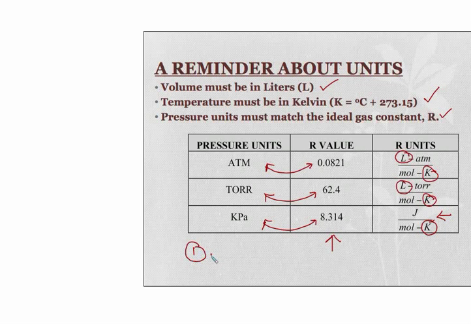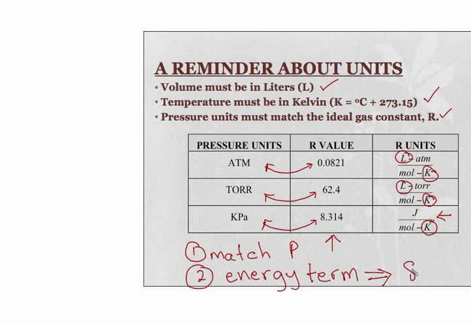The first thing you want to always look at is to match your pressure units when possible. If you have an energy term in the equation where R has popped up, whenever there's an energy term, you have to use 8.314 because that's the one that has joules in it, and joules is a unit of energy. And then finally, if we can't match P and there's no energy term, the default for most formulas is typically going to be atmospheres. So that's how I would approach those units.